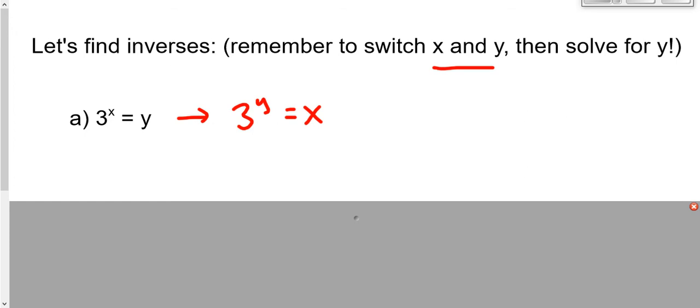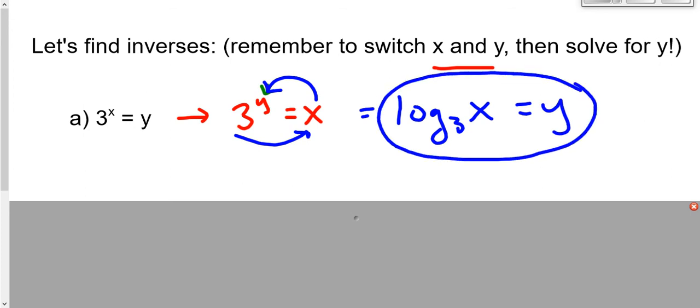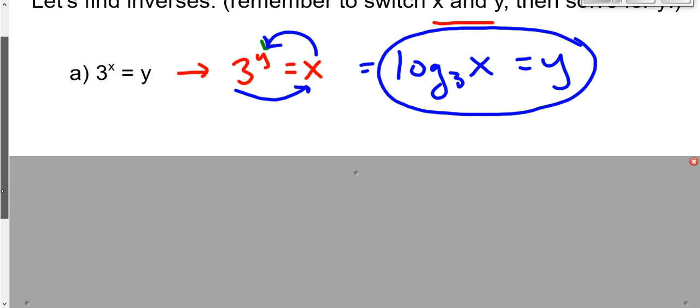Once I've done that, all I have to do is solve for y. I have to get this y by itself, but my y is locked in my exponent. So all I have to do to unwrap it is roll back. I have to turn it back into logarithmic form. So we're going to have log base 3 of x equals y. And now the y is alone. I've switched my x and my y, and this is my inverse function. Let's try one more.